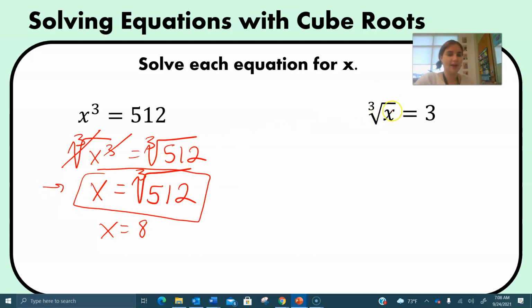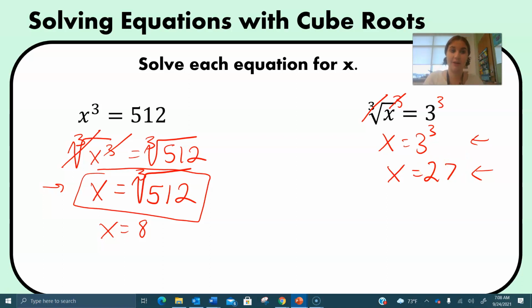And then, the cube root of x equals 3. To undo cube rooting and get x by itself, we cube both sides. So the cube root of x, cubed, equals 3 cubed. Now my cube root and my cubed cancel each other out, and I'm left with x equals 3 cubed. 3 cubed is 27. So it's really important that we write down all the steps, even if it seems simple. As you go through math, it gets more complicated, so it's good to practice writing everything out now. Okay, bye.